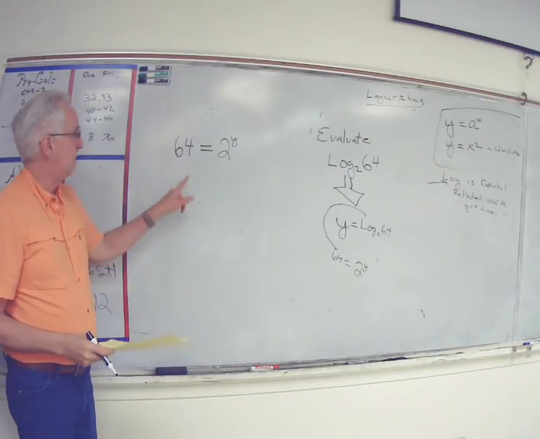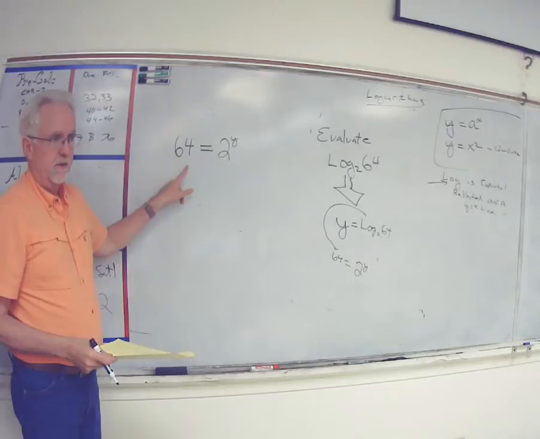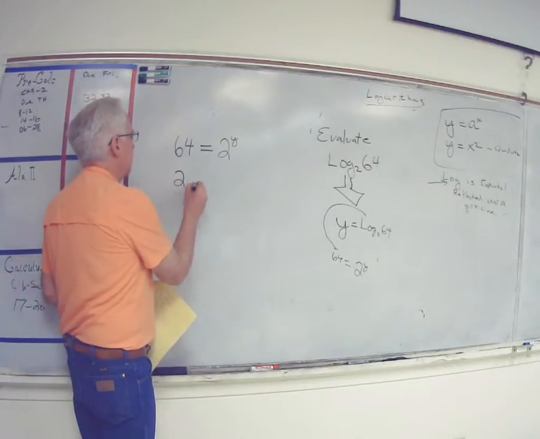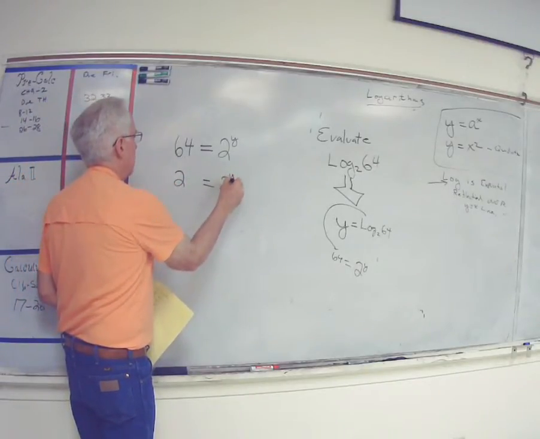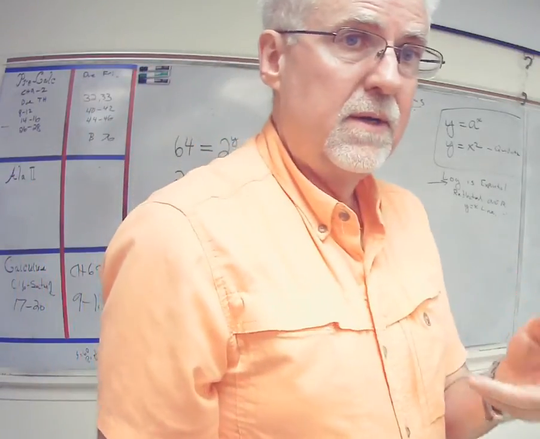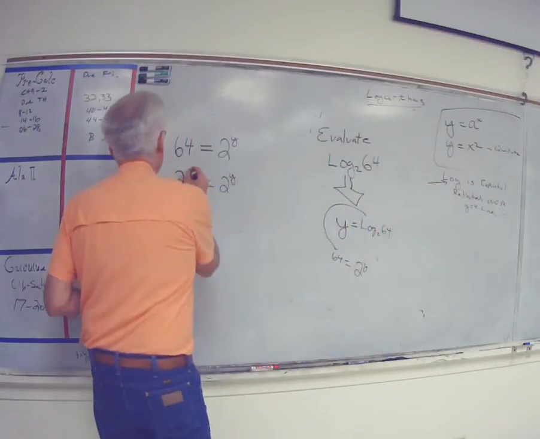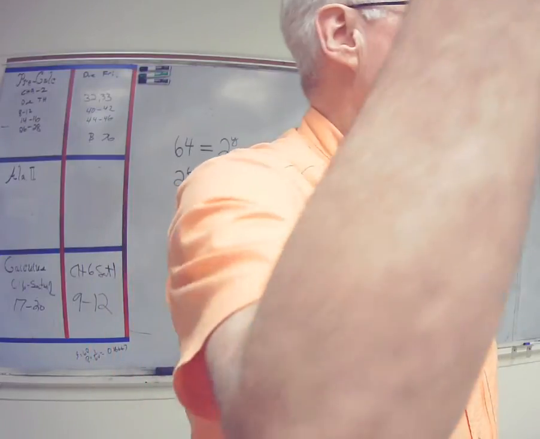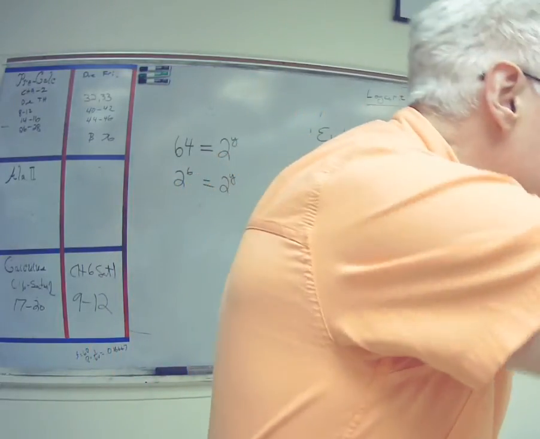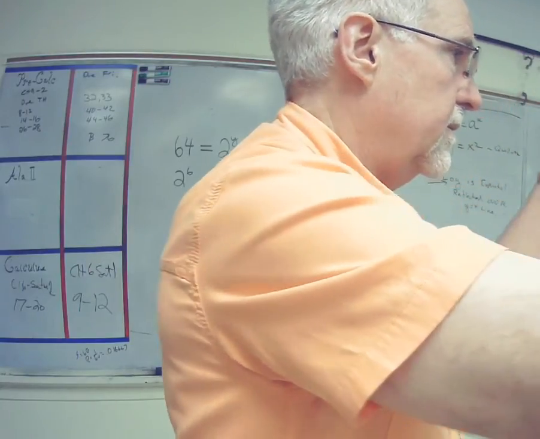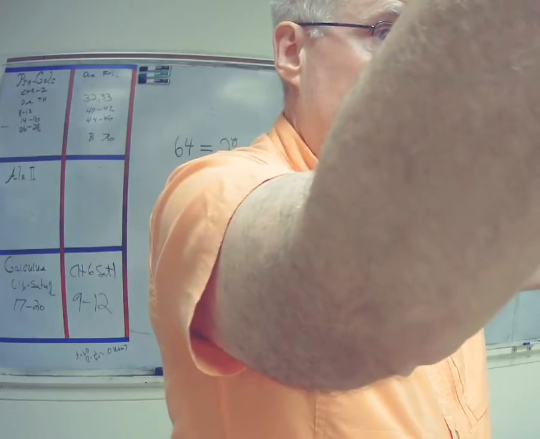Tell me something that I wish. You wish that this was a 2 to the something, right? So how can I write 64? 64 is 2 to the what? To the 6. Okay, 2 to the 6th. And Mr. Logarithm did that in his head, which is really good. But for people that aren't seeing it, let's count with me. 2, 4, 8, 16, 32, 64. 2 to the 6th.